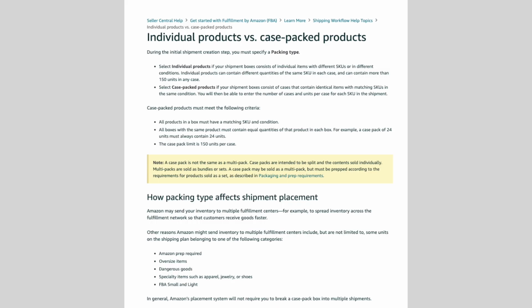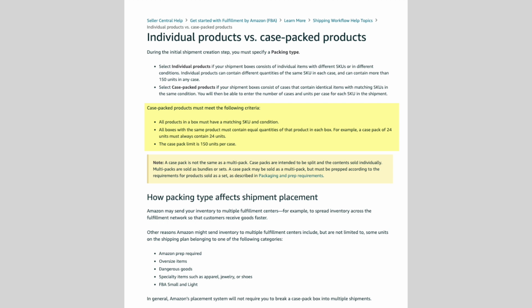With me so far? Okay, so why would you choose individual versus case packed? Well, let's go over what case packed means since it's the most restrictive. Let's take a look at what it says here, then I'll explain what it actually means. Select case packed products if your shipment boxes consist of cases that contain identical items with matching SKUs in the same condition. You can then enter the number of cases and units per case for each SKU in the shipment. And it goes on to specify that case-packed products must meet the following requirements.